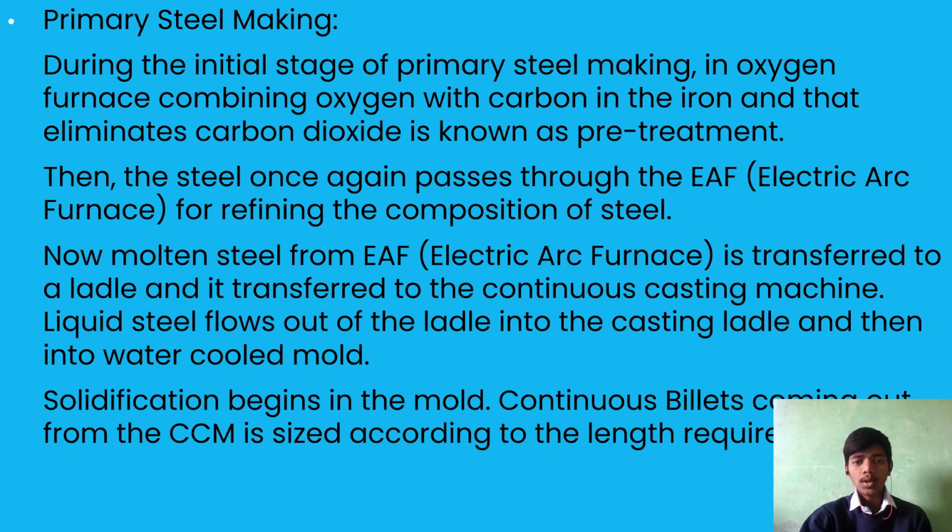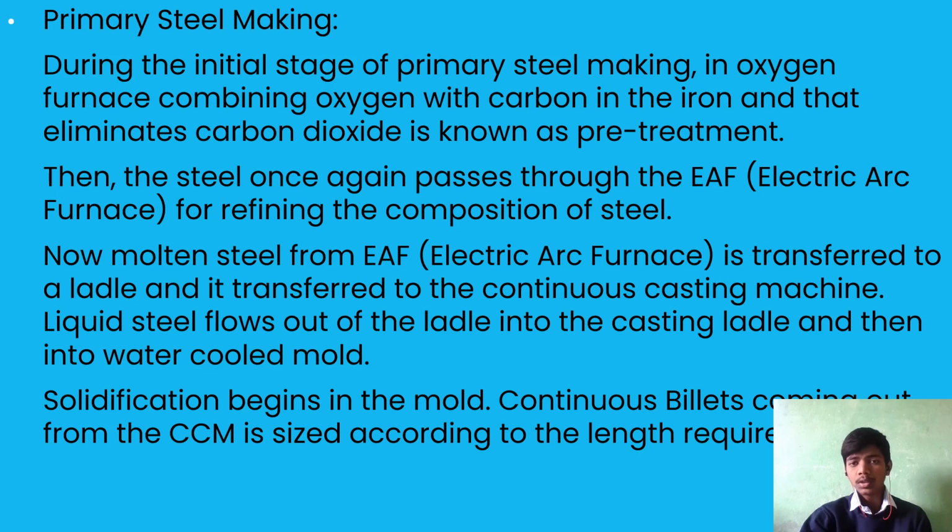Then this steel once again passes through the EAF, the electric arc furnace, for refining the composition of the steel. Now molten steel from the EAF is transferred to a ladle and then to the continuous casting machine. Liquid steel flows out of the ladle into the casting ladle and then into a water cooled mold. Solidification begins in the mold, and continuous billets coming out from the CCM are sized according to the length required.